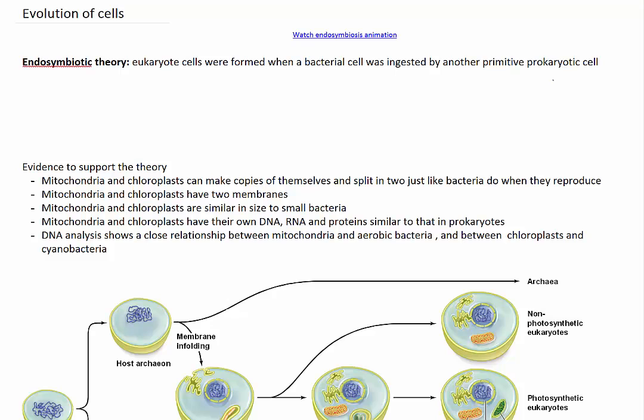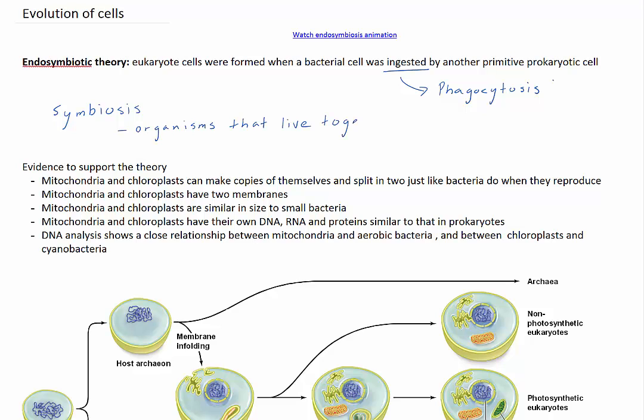The first eukaryotes appeared around 2 billion years ago, and there is a theory called the endosymbiotic theory that proposes that eukaryotic cells were formed when a bacterial cell was ingested by another primitive prokaryotic cell. The larger prokaryotic cell would have ingested the smaller bacterial cell by engulfing it in a process known as phagocytosis. Instead of being digested, the bacteria formed a symbiotic relationship with its host. And in biology, symbiosis or symbiotic refers to organisms that live together.